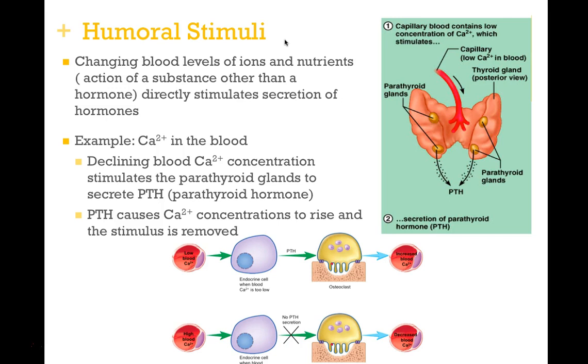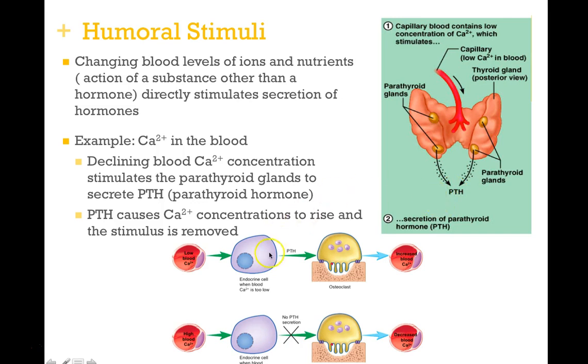So let's talk about an example. In our blood, we have a homeostasis level of a concentration of calcium. Let's say that dips down just a bit. So then we are going to sense that decrease in calcium concentration within our blood, and that triggers our parathyroid glands, which we find posterior to our thyroid gland, to secrete the parathyroid hormone. Now, what does our parathyroid hormone do?